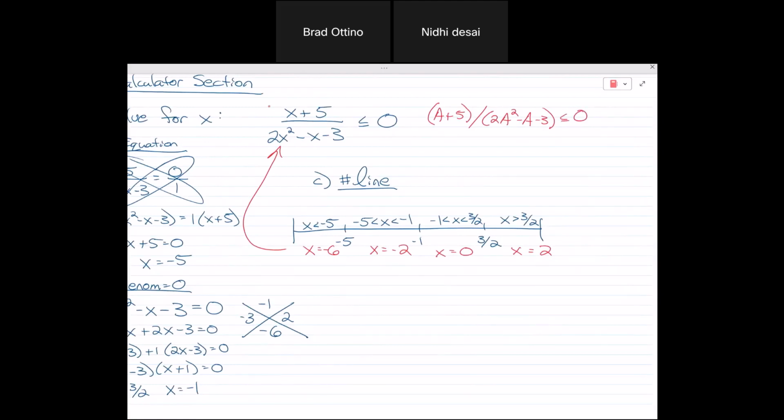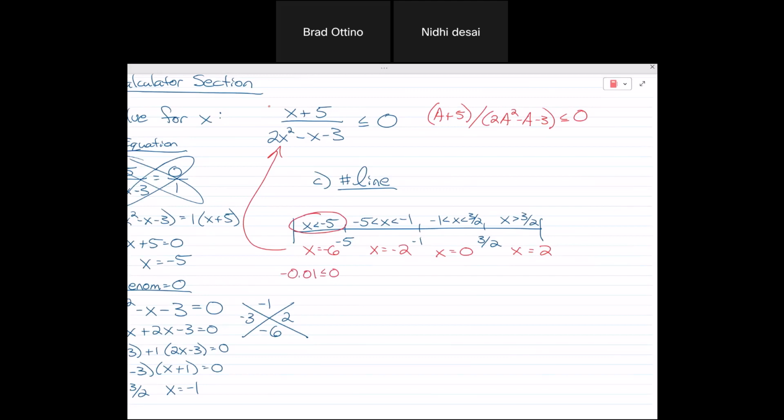When you go to type this in, the whole top has to be in parentheses, and the whole denominator has to be in parentheses too. You could also just plug these in by hand, but using a calculator is a little faster. So I'm going to type in parentheses variable A plus 5 divided by parentheses 2 variable A squared minus variable A minus 3. And I'm getting negative 0.01 is less than 0, which is true. So I'm going to circle that region.